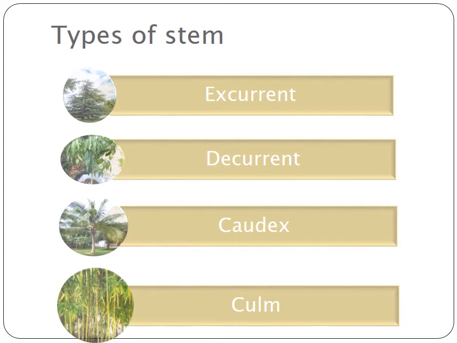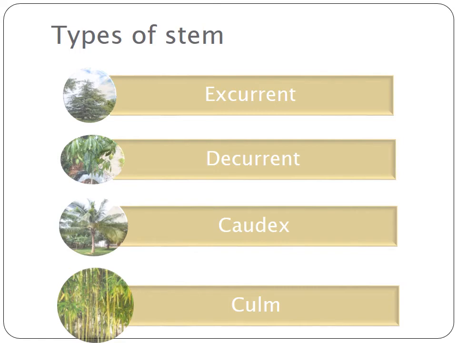Then second, decurrent. The growth of the lateral branches is more vigorous than that of the main axis. This is the opposite of excurrent. Mangifera indica is the best example for decurrent. Mangifera indica is nothing but the mango tree. Mango tree is the example for decurrent.